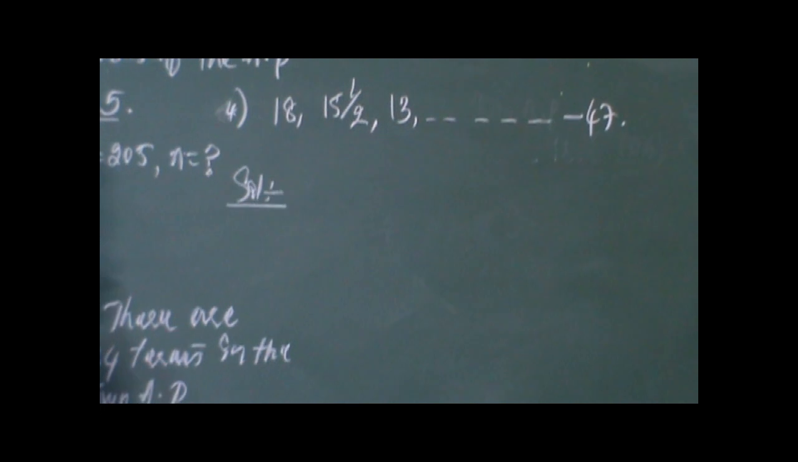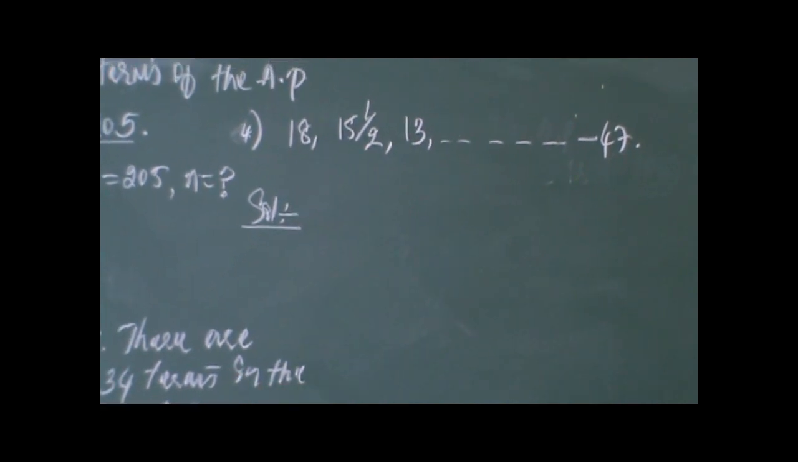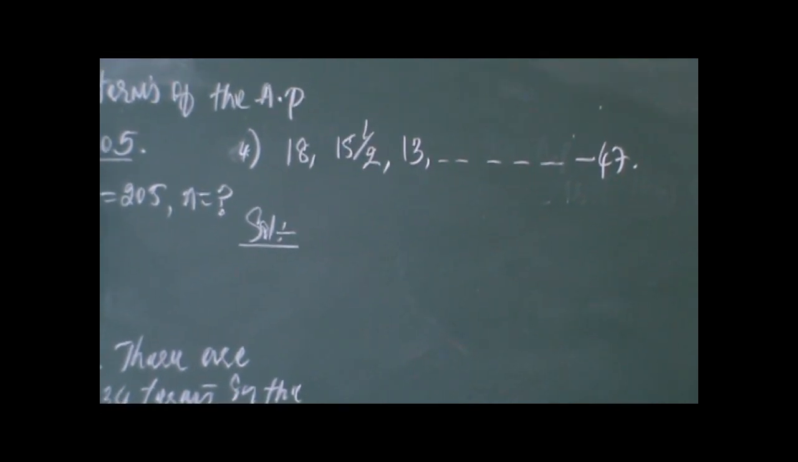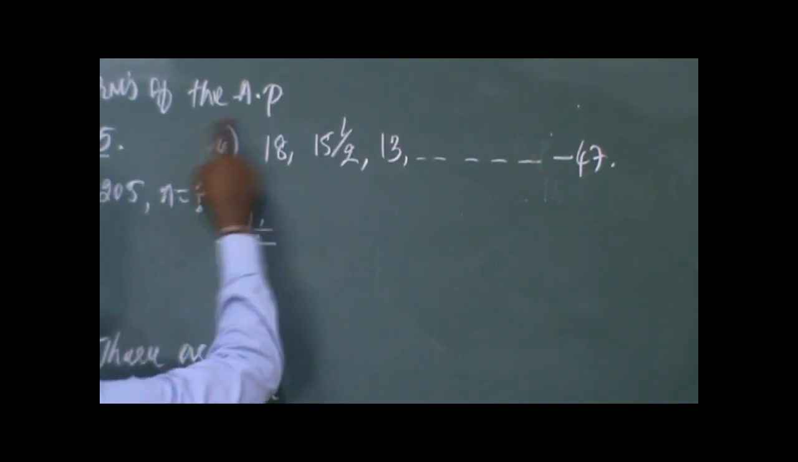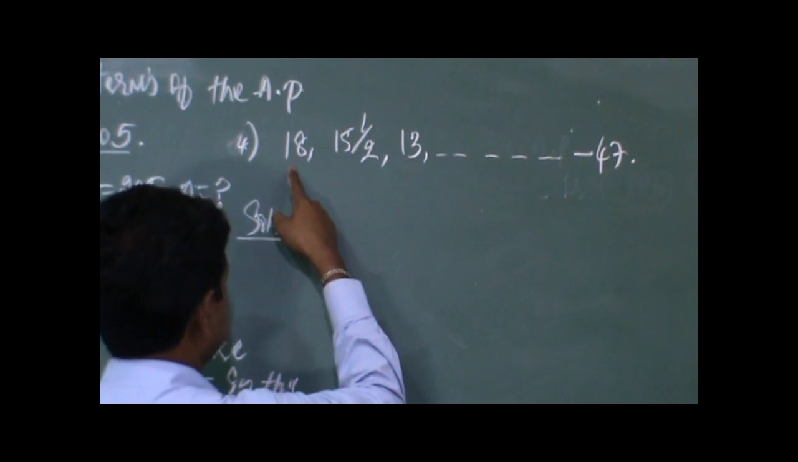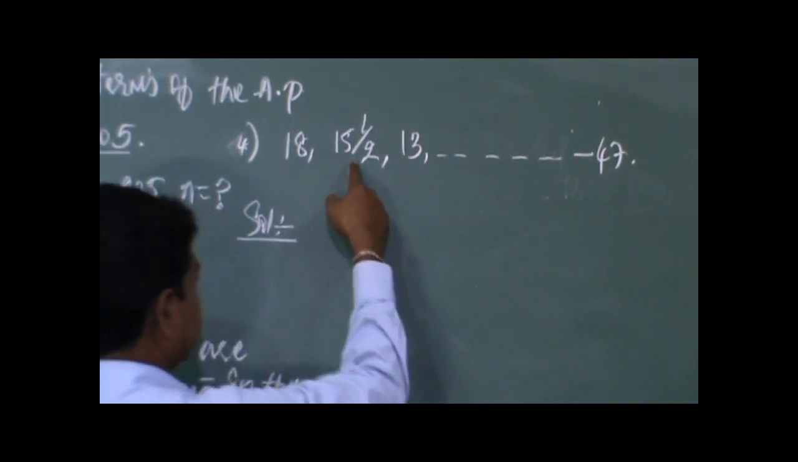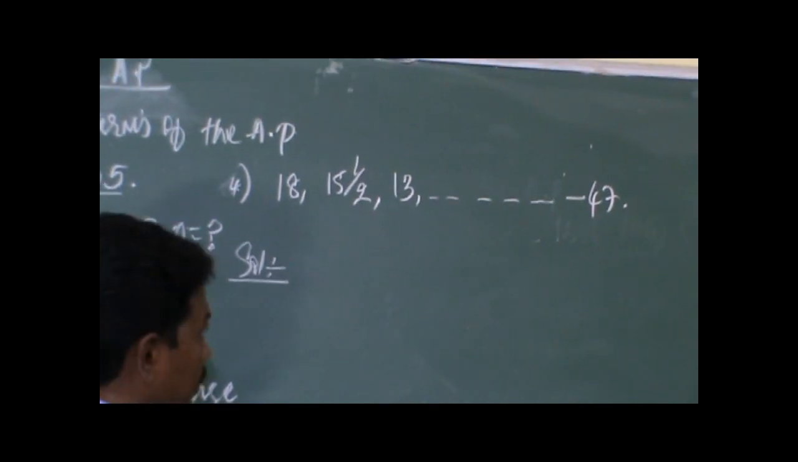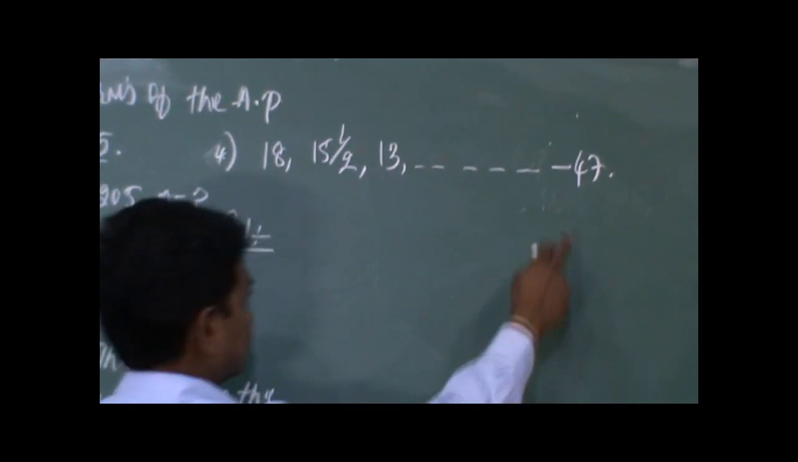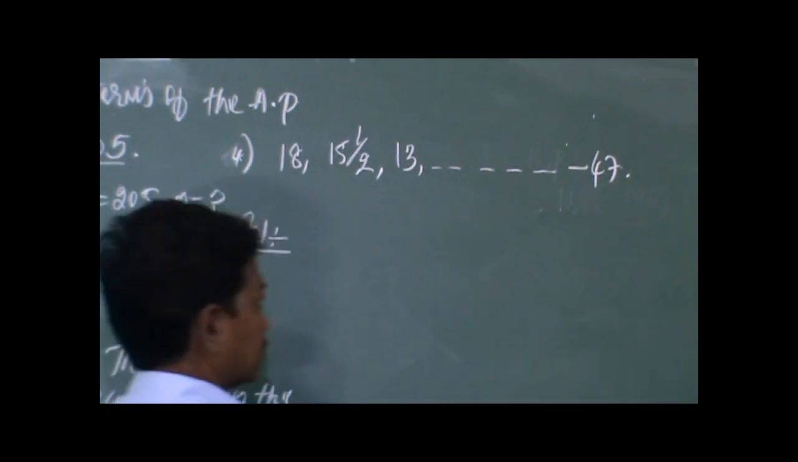Let us also go with this. I will give you the same clarity in this. So the question: find the number of terms of the AP. The AP is given: this is the first term, second term, third term. The second term is a mixed fraction, so you have to convert that into an improper fraction, then proceed. Minus 47 is the last term here.